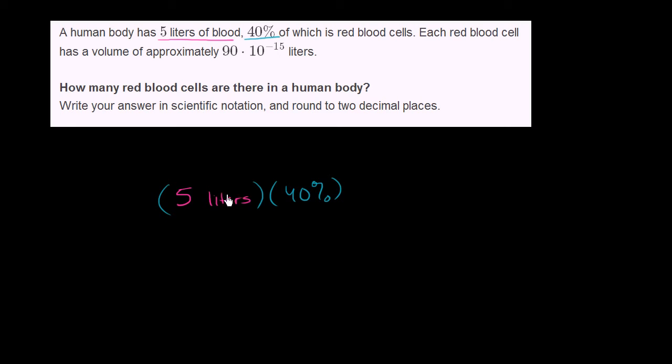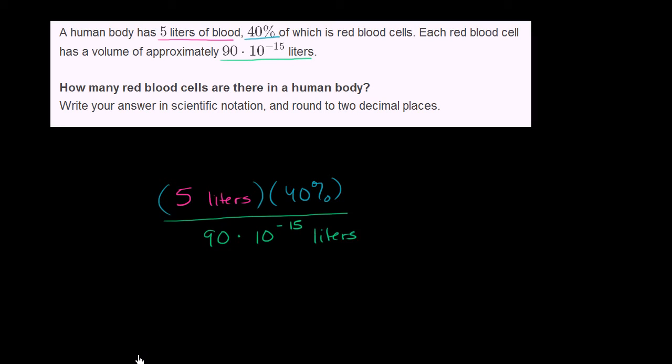Now, this is a total volume of red blood cells, and if we divide by the volume of each red blood cell, then we're going to get the number of red blood cells. So let's do that. Let's divide by the volume of each red blood cell. The volume of each red blood cell is 90 times 10 to the negative 15 liters.